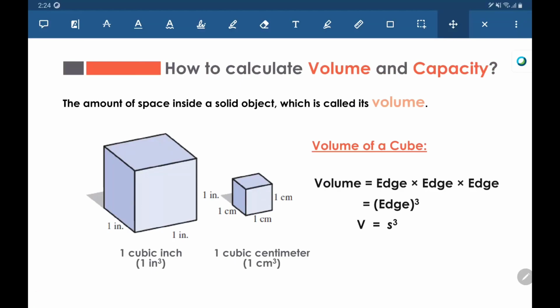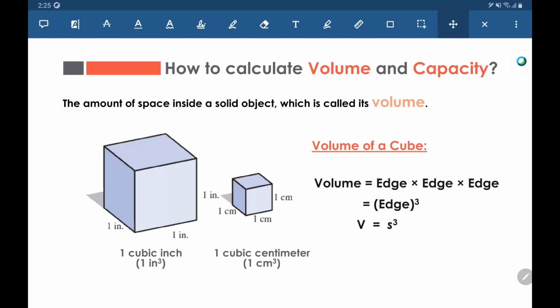Then, what is the capacity? The capacity relates to the volume. Volume is the amount of space taken up by an object, while capacity is the measure of an object's ability to hold a substance, just like a solid, a liquid, or gas.